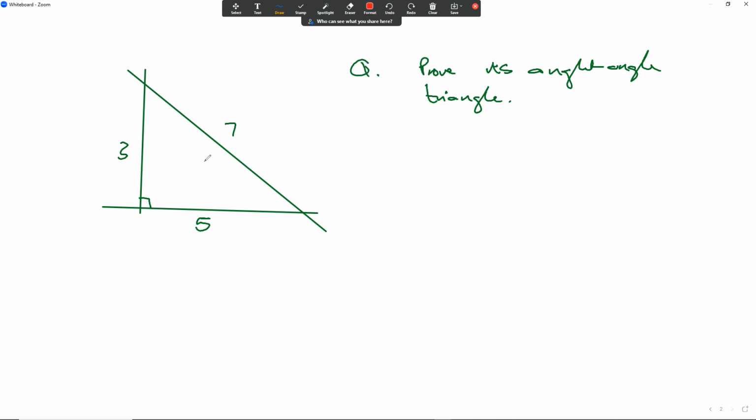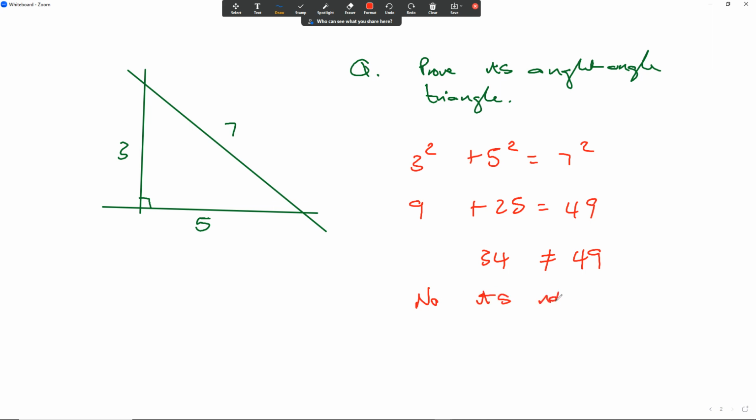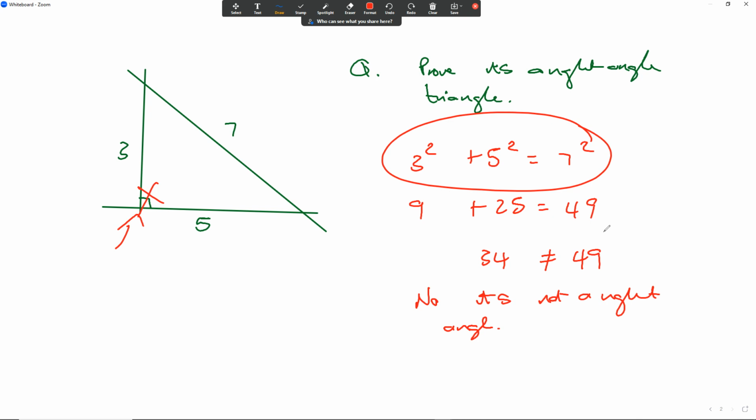So in order to do that, I can take 3 squared plus 5 squared equals 7 squared and prove that Pythagoras theorem will work. And this will be 9 plus 25 equals 49. And you can see that's going to get me 34. That's not equal to 49. So no, it's not a right angle. Okay, which means that angle there is wrong. All right, this triangle is false. If these two are equal on both sides, then Pythagoras theorem holds. That means we can then say the triangle is right-angled.